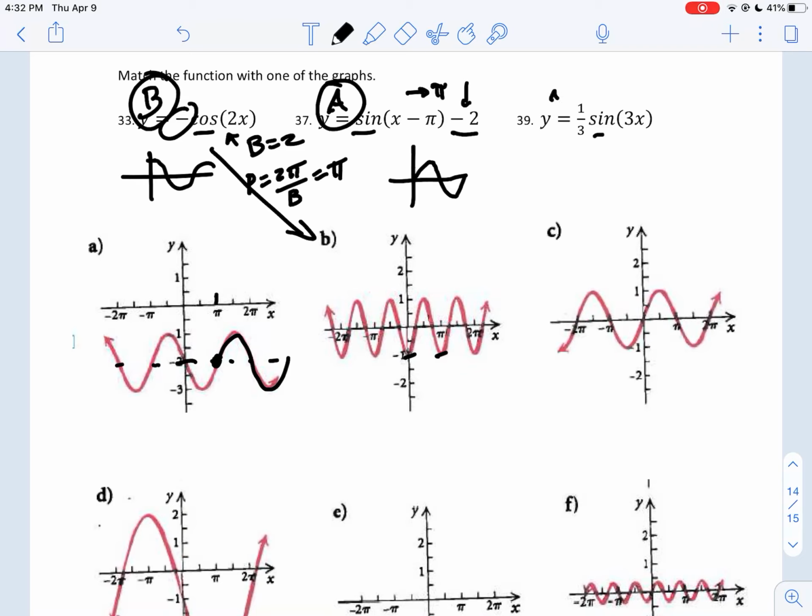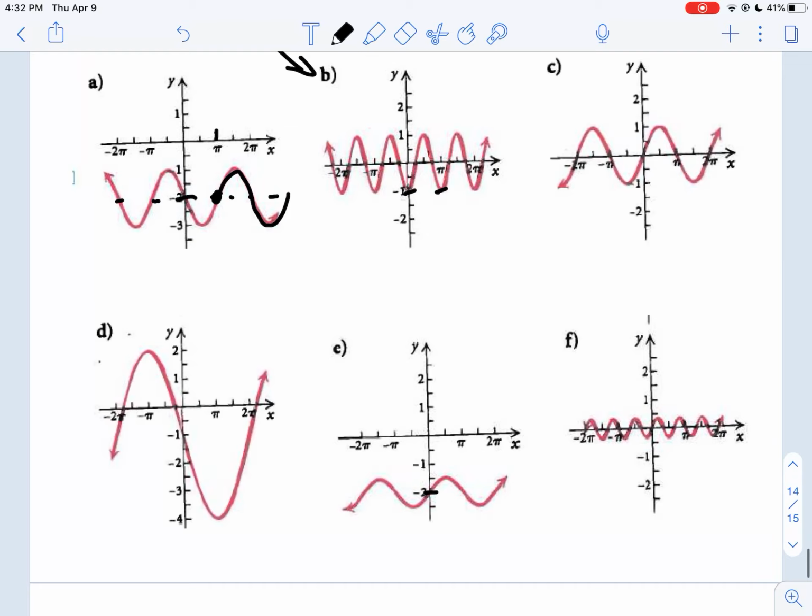Let's take a look at 39. I'm seeing y is sine, 1/3 for the amplitude. So that's going to be pretty skinny. And then the 3 here, so this is going to be a horizontal shrink by a factor of 3. So it's 2 pi divided by 3. So it's going to be really tight, and an amplitude of 1/3.